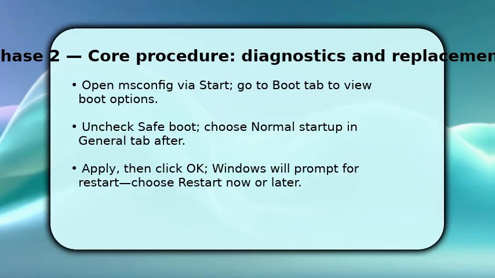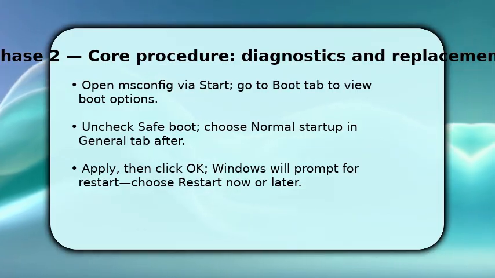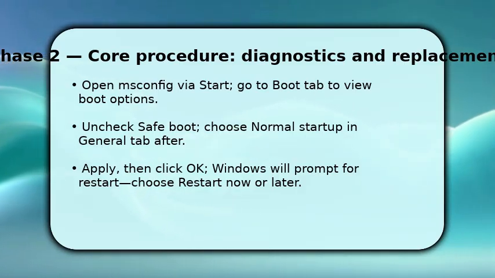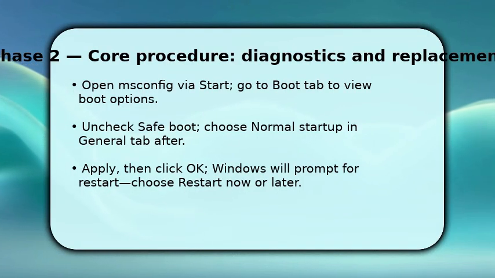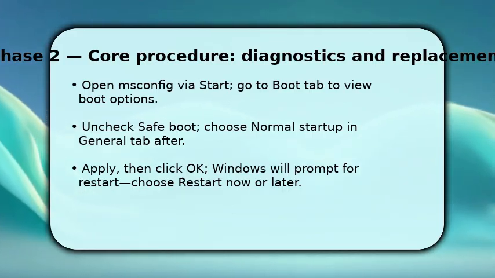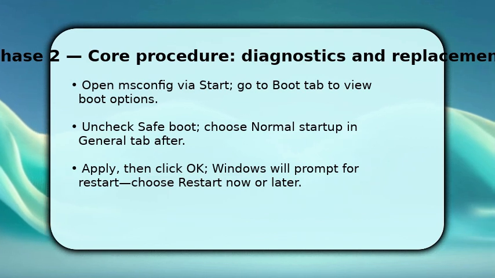On the Boot tab, confirm any safe boot checkbox is unchecked. This removes the forced safe mode parameter. Then switch to the General tab and select Normal Startup to reload standard services and drivers. Apply the change and click OK. Windows will ask to restart. Restarting commits the change, restoring normal driver loading and network functionality.